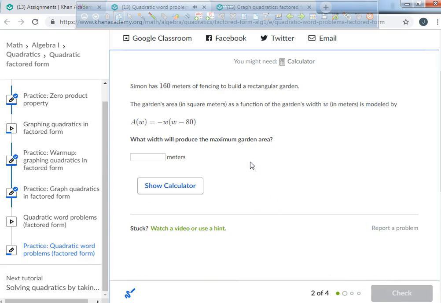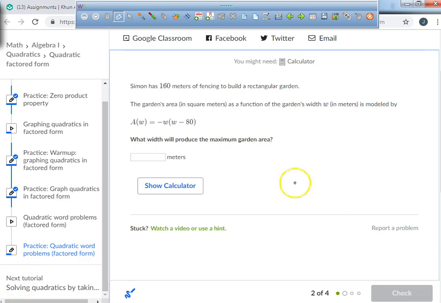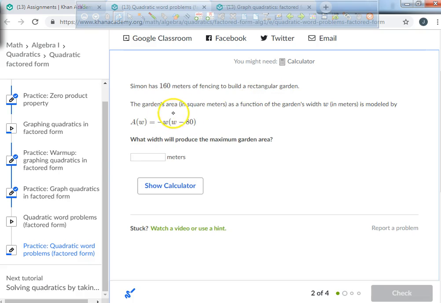We'll do one more. Okay? The exact same problem. All right. It's just asking a different type of question. Okay. So right now, if you guys would pause it, would you guys write that? All right. In this problem, it says Simon has 160 meters of fencing to build a rectangular garden. The garden's area in square meters as a function of the garden's width, W, in meters is modeled by this equation. What width will produce the maximum garden area?